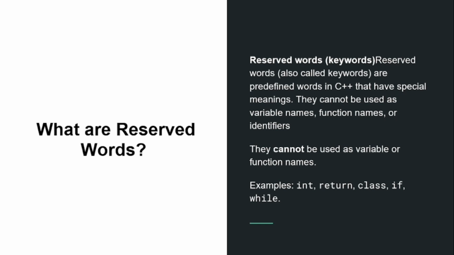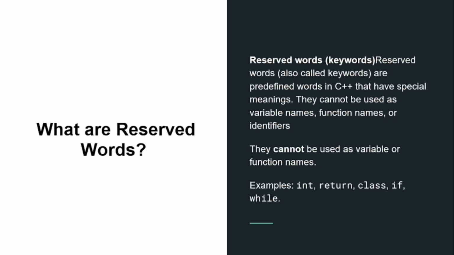Now, let's get started with reserved words. What is a reserved word? A reserved word is a predefined word that you use to perform a specific task. It cannot be used as a variable name. I told you earlier what a variable name is. A variable name is the name that we declare for a data type that holds a value.